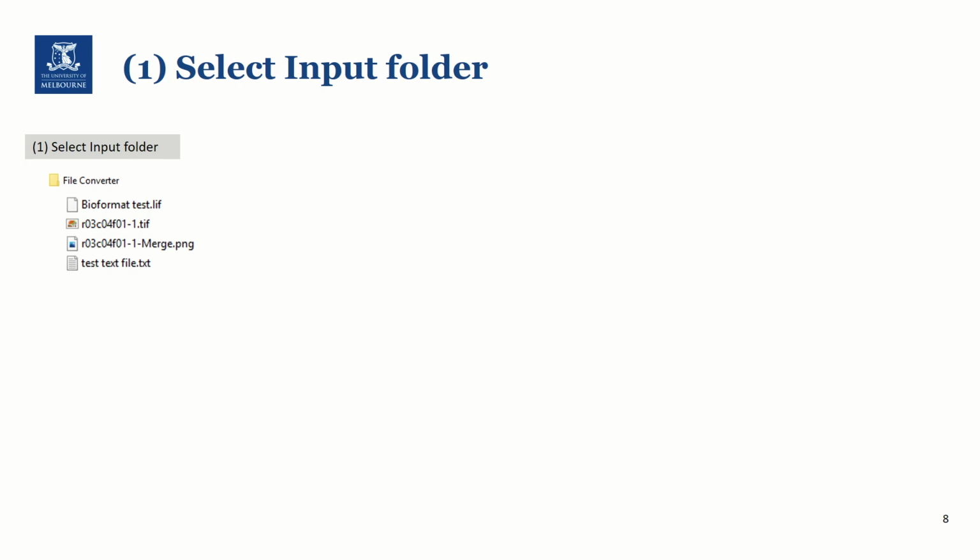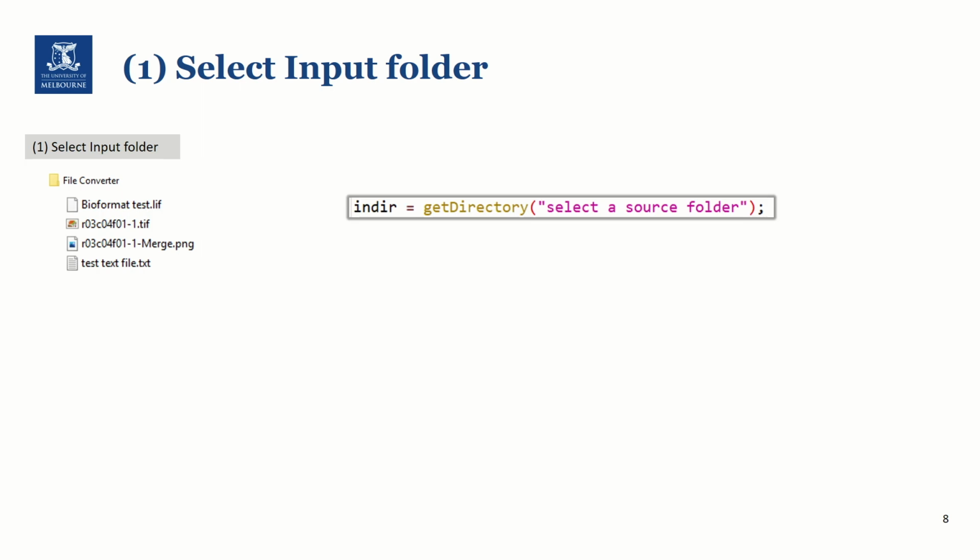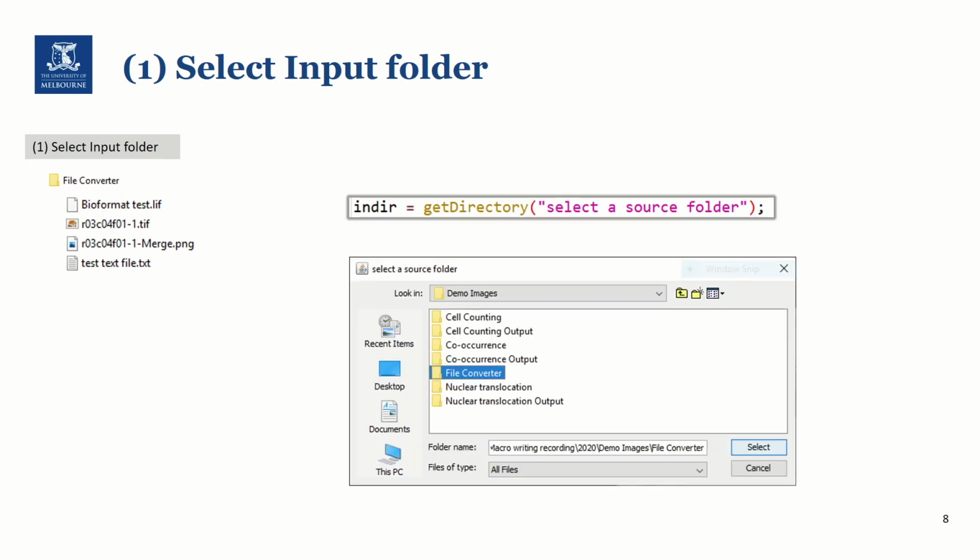The first step is to select the input folder, and we can now easily do this using the getDirectory function. When the dialog pops up, we will select the file converter folder under the demo images folder.